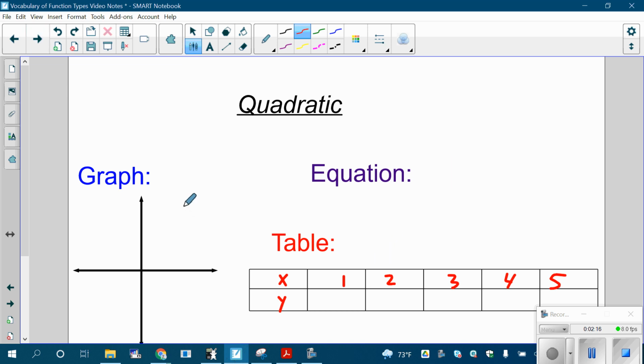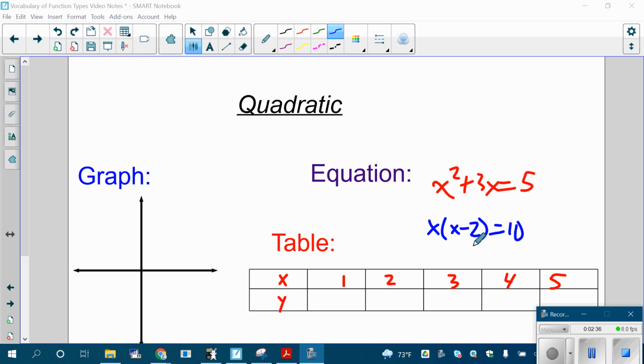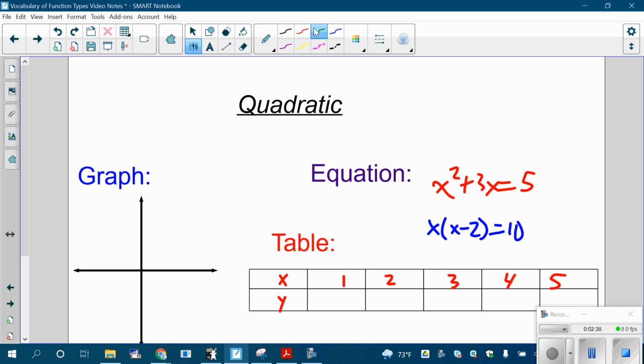Quadratic means it has a squared in it. It means there's an x squared. Here's a classic quadratic. The ones that get a little tricky are written in a way where you don't actually see the x squared, but you know it's there. If you did a little foil, you'd end up with an equation with an x squared. Those are quadratic equations.